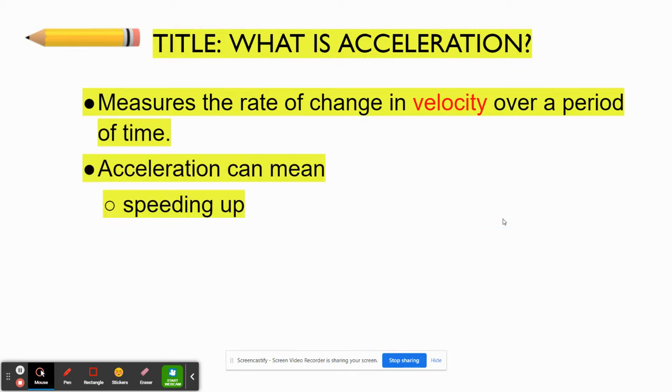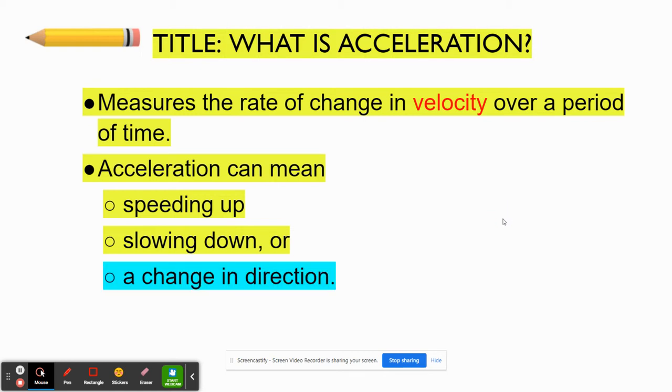Now, this is where it gets weird. Most of the time in everyday language, when we say something's accelerating, we mean it's speeding up. In physics, acceleration can mean something is speeding up, but it can also mean something is slowing down. We talk about a negative acceleration. And it can also mean something is changing direction. This is the one that's going to get you. See that one in blue? It's going to get you on the test. You've got to remember in a physics classroom that acceleration can also mean that something's speed is staying constant, but it's changing direction, and we would say that it's still accelerating.